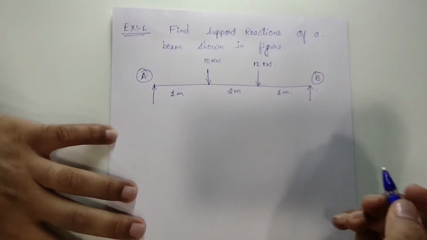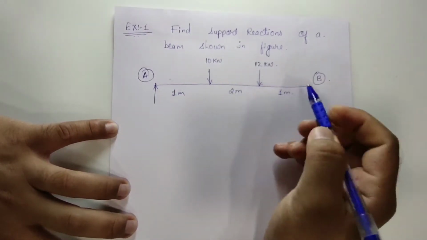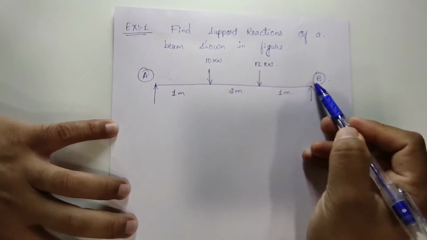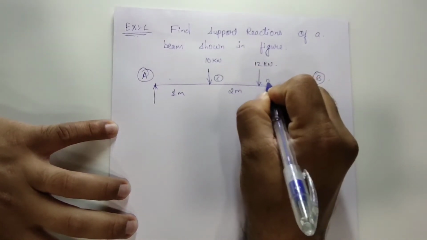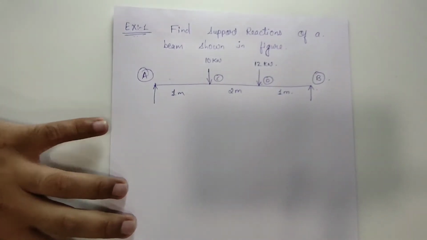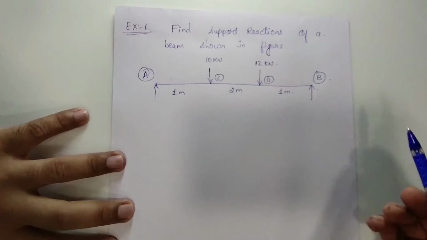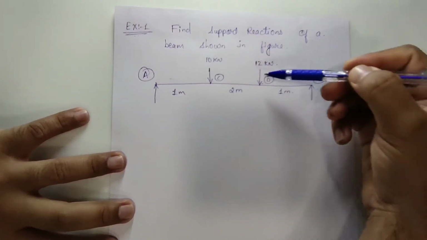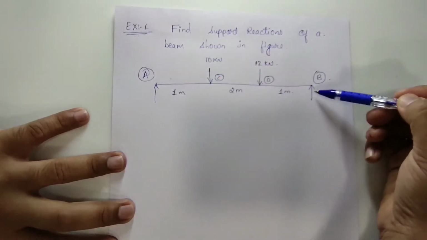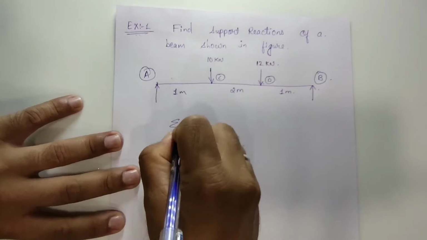So what I am going to do is give some notation at the point loads also. So this is support A, this is support B, this is the point C, and this is my point D. Okay, so I am going to use my equilibrium conditions. You can see there are vertical loads and vertical support reactions. So first I am going to use the equilibrium condition.